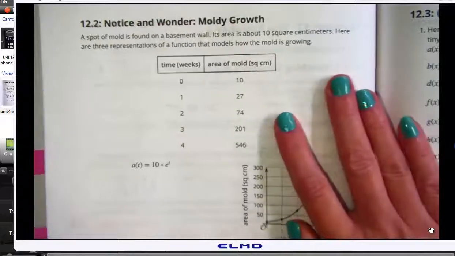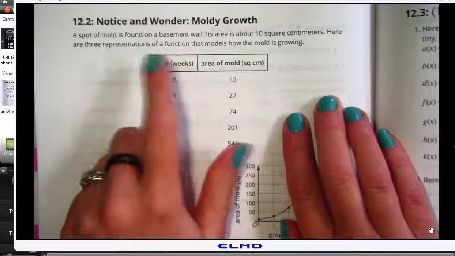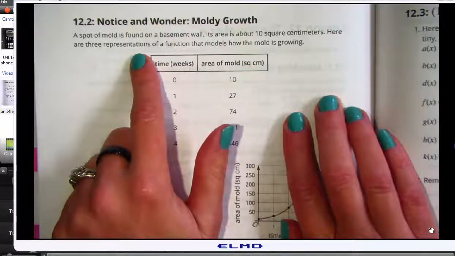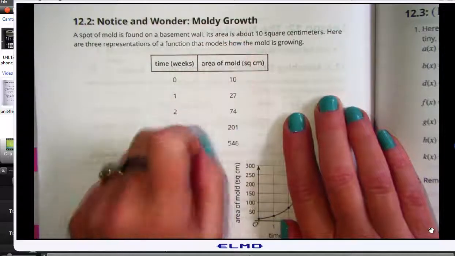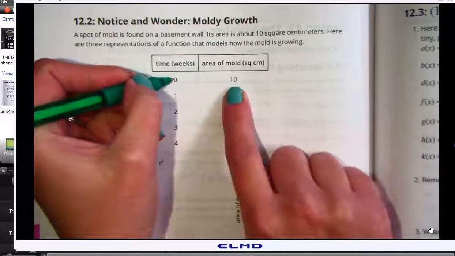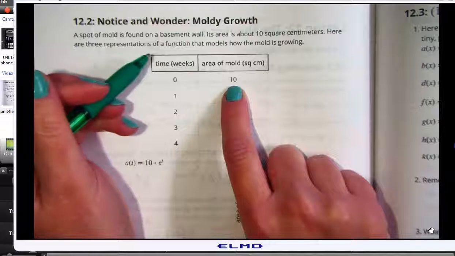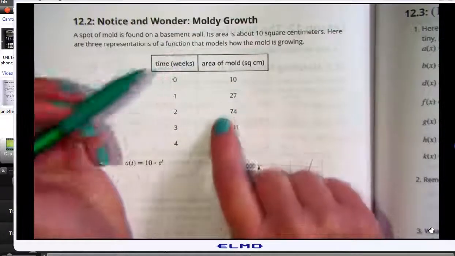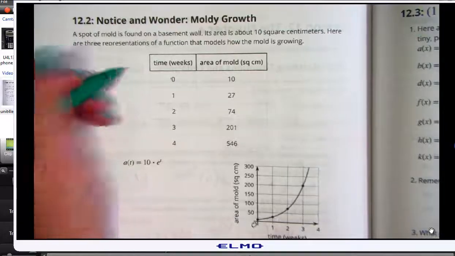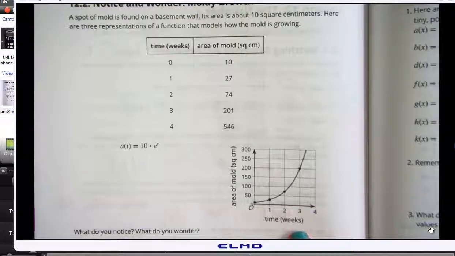Here is 12.2, and it's a notice and wonder that's happening. So if a spot of mold is found on a basement wall, its area is about 10 square centimeters to start with. So here is that starting point of 10 square centimeters. And this is 3 representations of the same function of a model that shows how it's growing. So we have it in a table, we have it in an equation, and we have it in a graph.